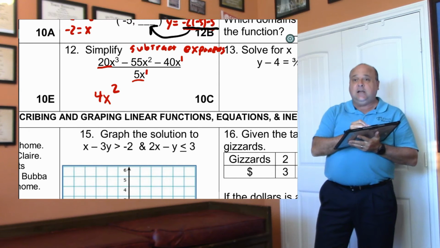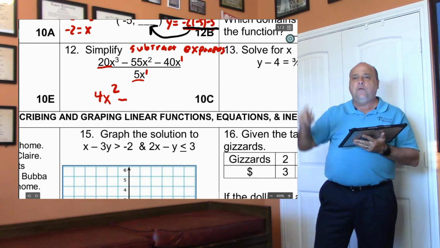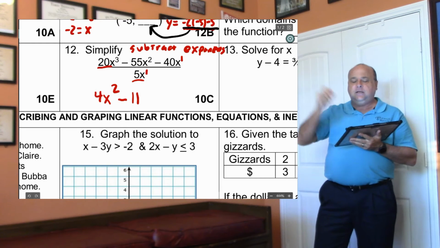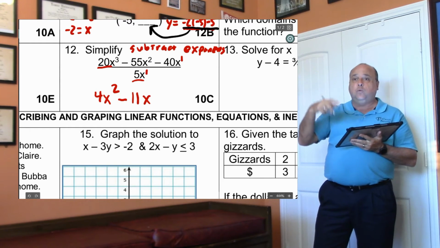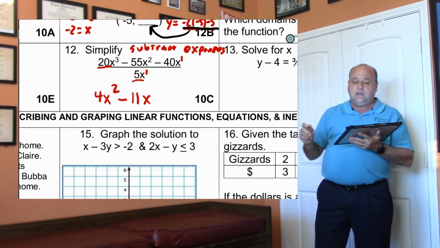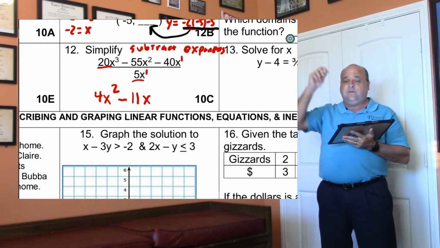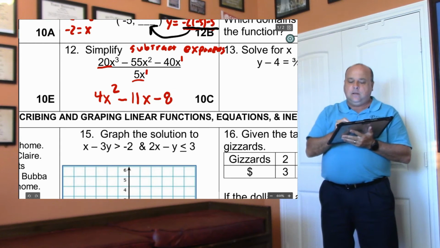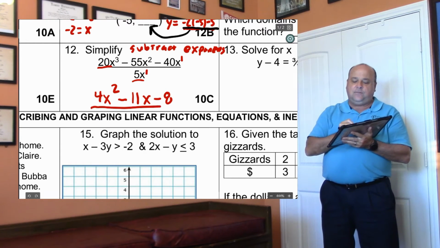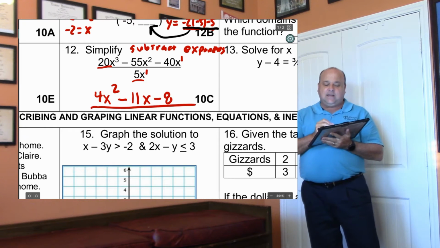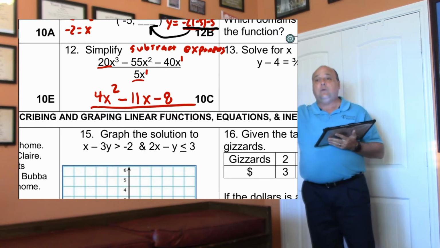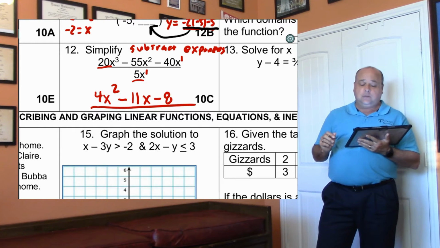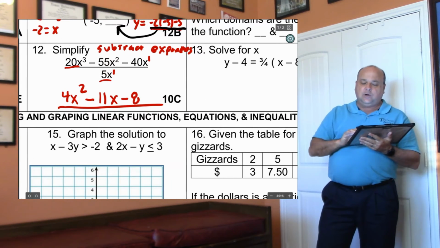The next one, a negative divided by a positive is a negative. 55 divided by 5 is 11. My letter is x. And 2 minus 1 is 1, so just x. And then lastly, a negative divided by a positive is a negative. 40 divided by 5 is 8. And then the x's cancel out. That is my answer. If I were to take this and multiply it by 5x, I would get my numerator, wouldn't I? Same thing as when you divide numbers, okay? Well, let's go to number 13.